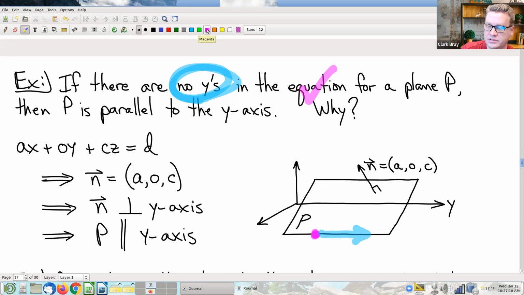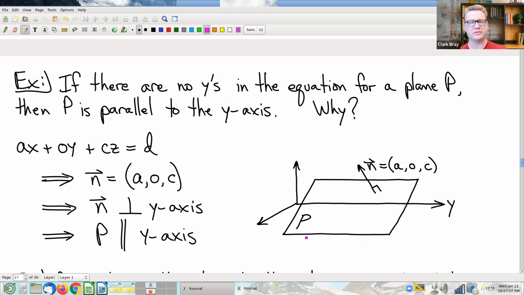And so if you start at a point in the plane, and if you move parallel to the y-axis, then you also end at a point on the plane. And so if you know that moving parallel to the y-axis keeps you on the plane, then that line is parallel to that plane. Different point of view. What's nice about this one is it works for any sort of equation.